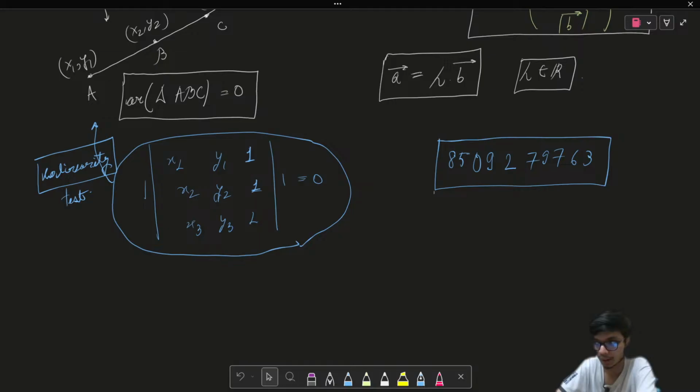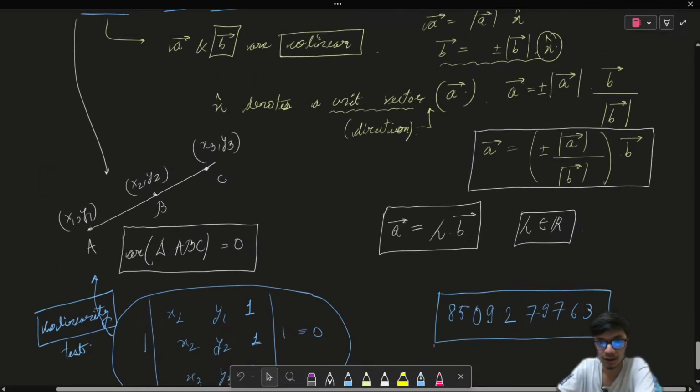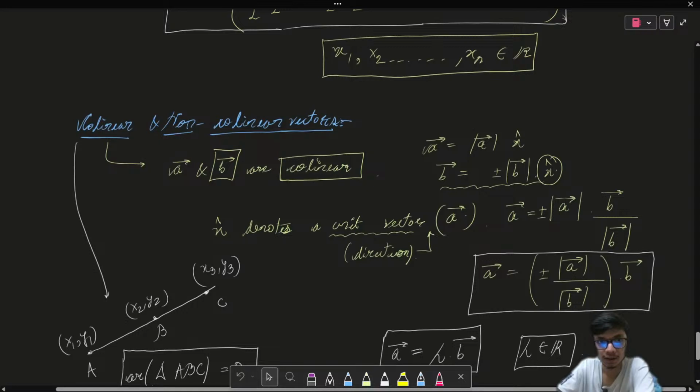We have been discussing the different theorems regarding the basics of vector algebra. As of the last class, we finished our discussion on collinear and non-collinear vectors.